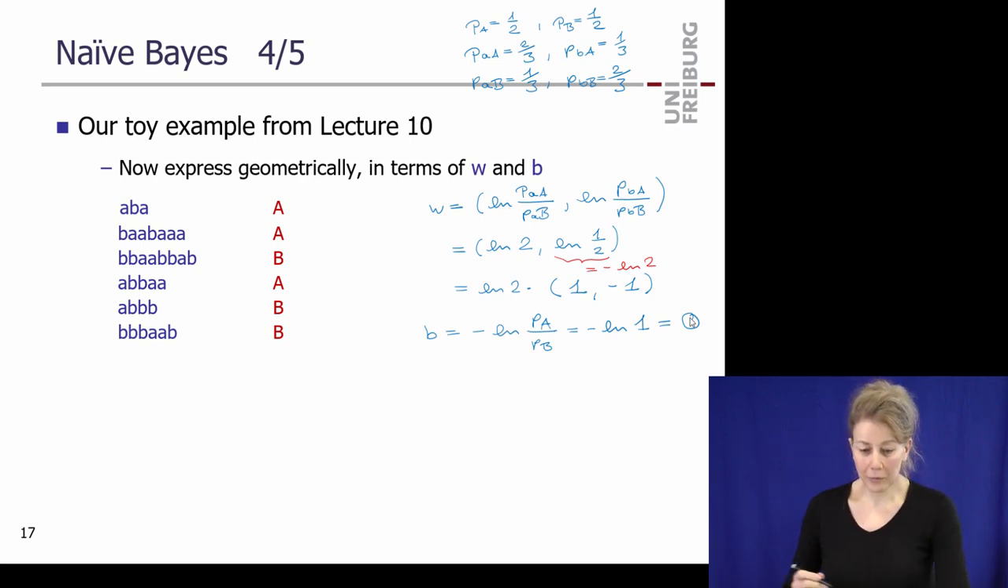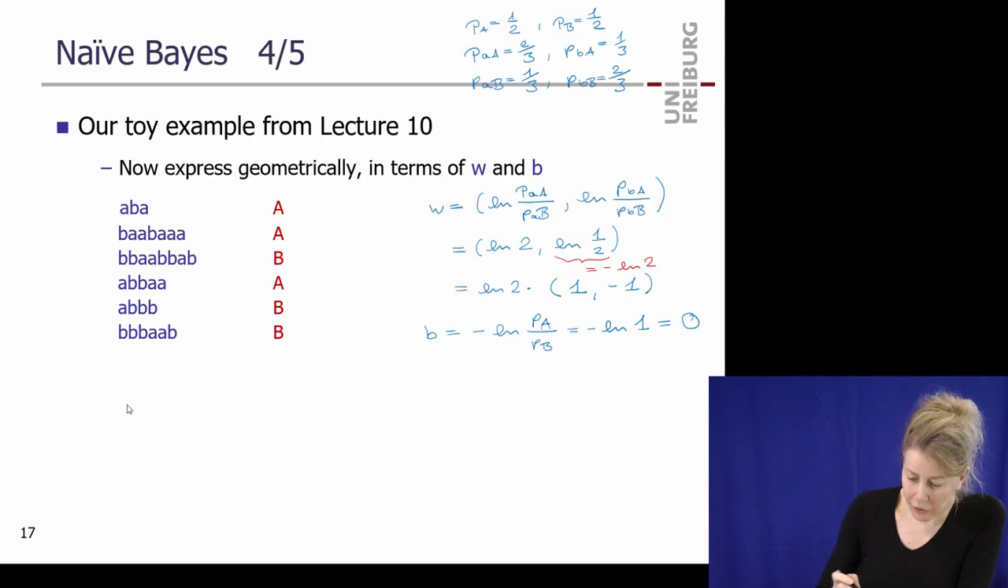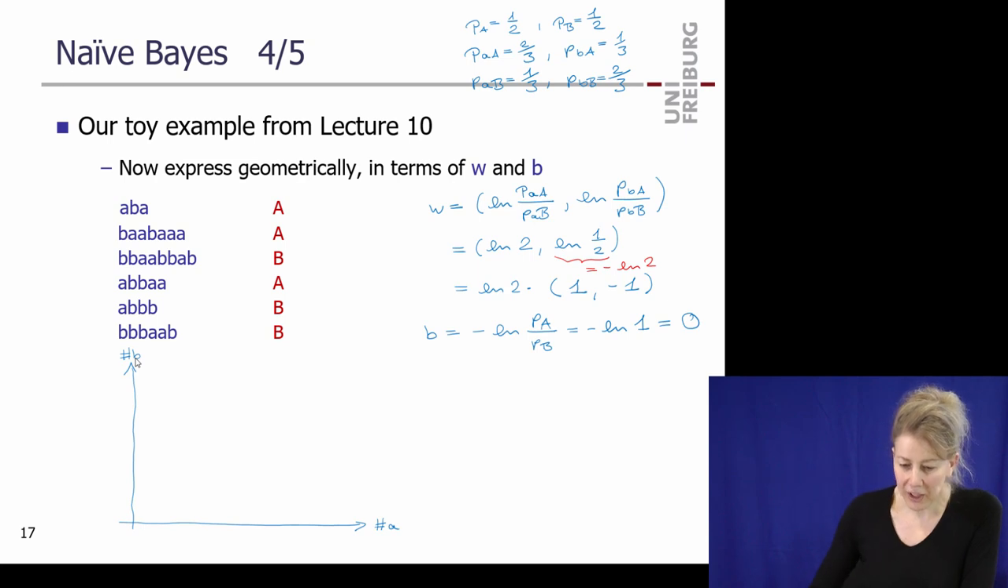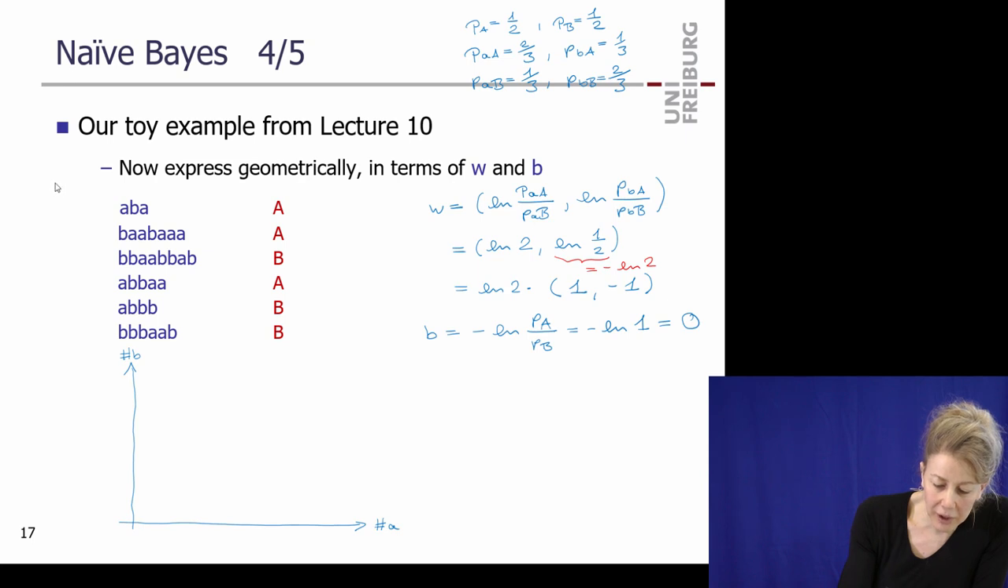So, what does it mean? I think it's instructive to have this view, so let's draw it. A perfectly straight line. We are now in two dimensions. Here we have the number of A's, and here the number of B's. Let's write every document as a two-dimensional vector of term frequencies, TFA, TFB. Let me do the first one for you. It's so simple: two A's, one B.